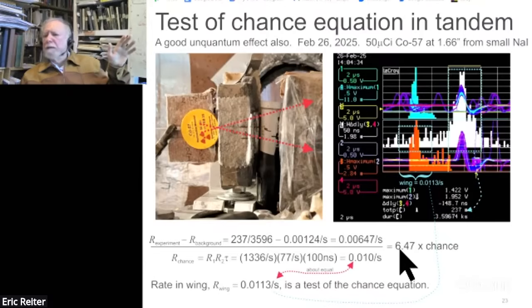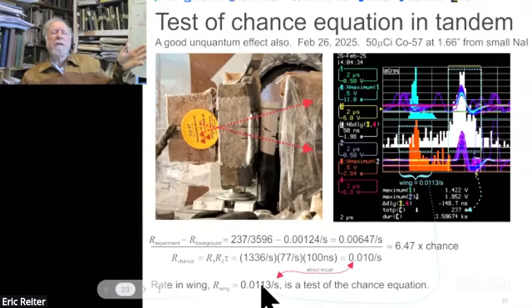Great. No quantum mechanics. Now, I do an extra thing in this experiment where I'll read the wings of the histogram here and get a rate. This is an indication of the chance rate. So you get the rate and you compare it to the calculation, and you see it's about the same thing. So you test the chance equation. It works fine.